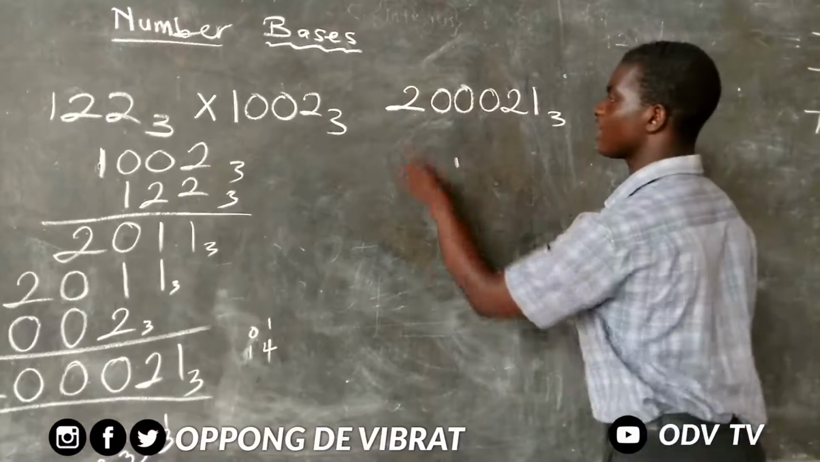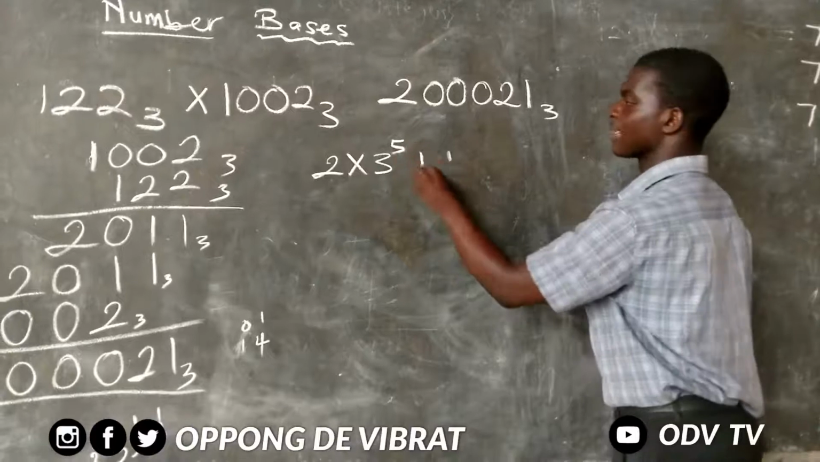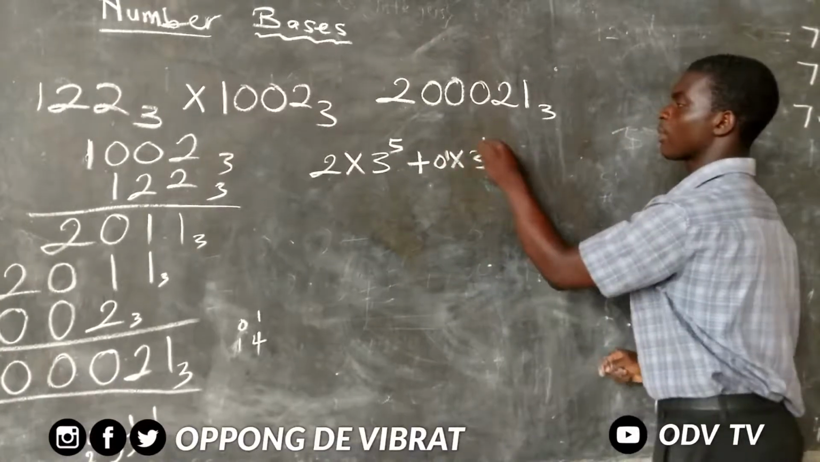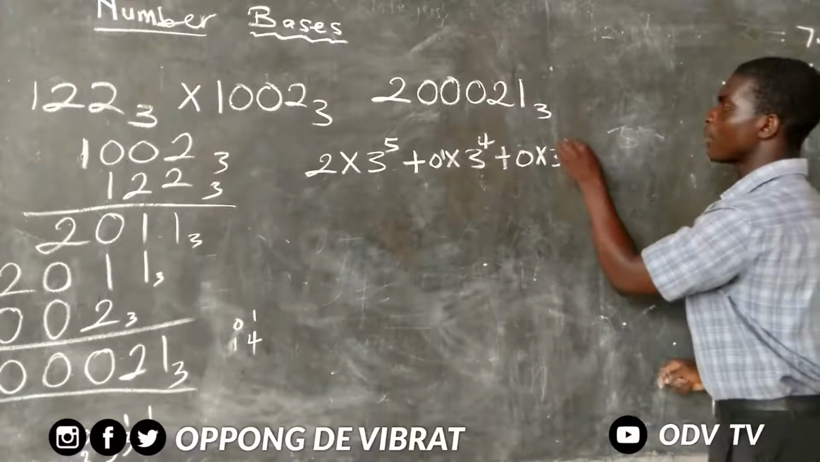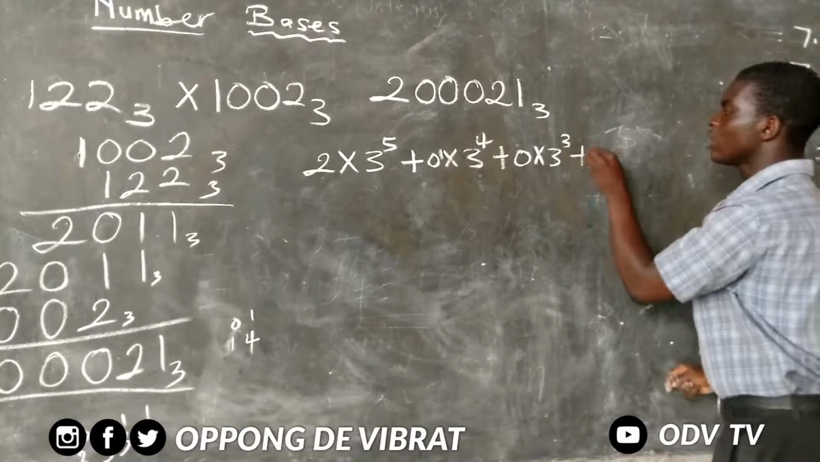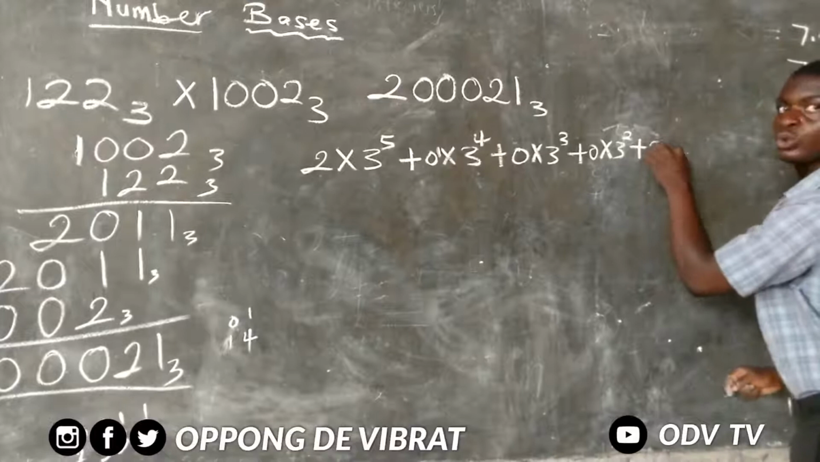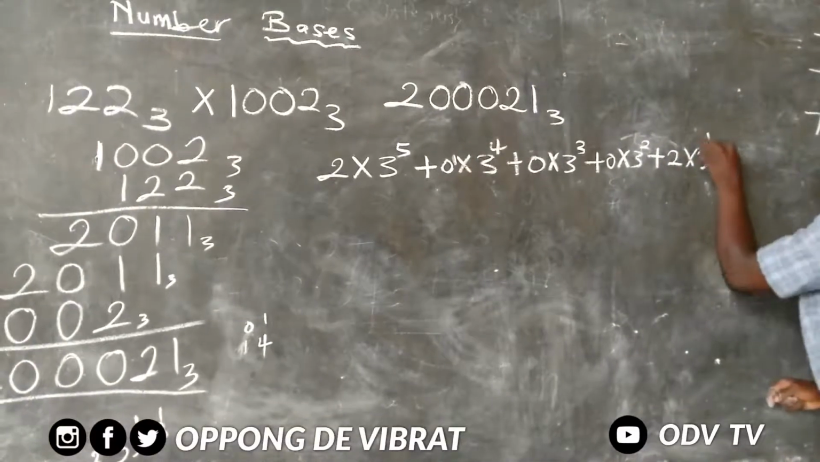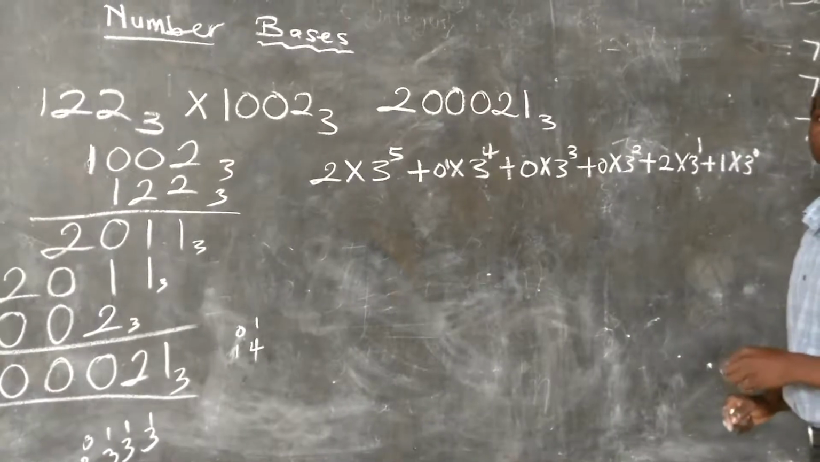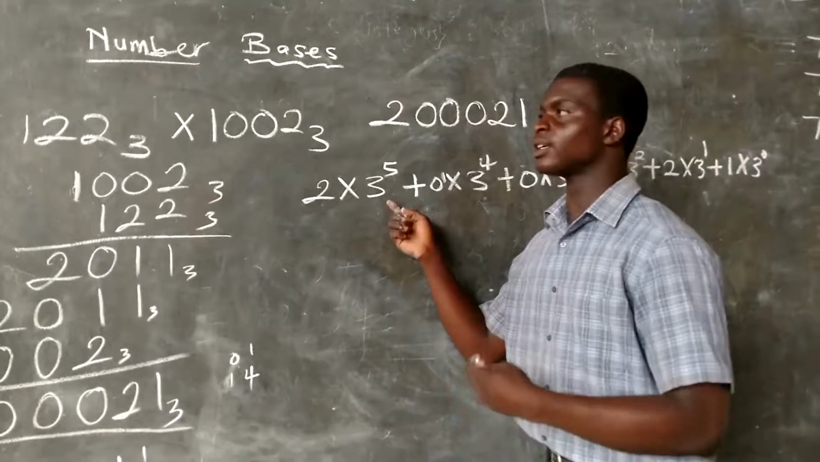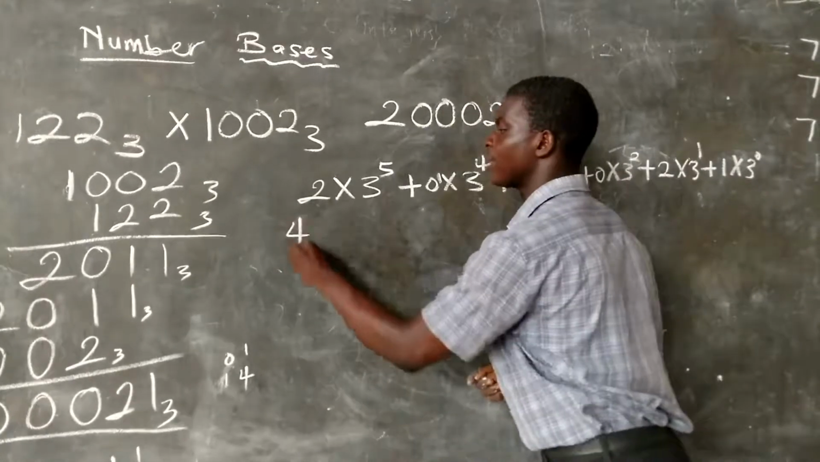Since we have 5, we take the first digit, which is 2, multiplied by the base 3 to the power 5, plus 0 multiplied by 3 to the power 4, plus 0 multiplied by 3 to the power 3, plus 0 multiplied by 3 to the power 2, plus 2 multiplied by 3 to the power 1, plus 1 multiplied by 3 to the power 0. 3 raised to the power 5 gives us 243. Multiplied by 2 gives us 486.